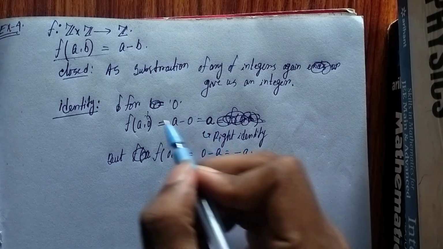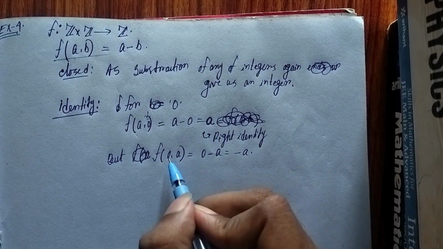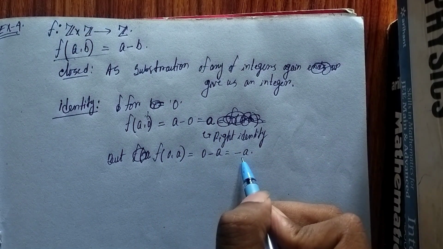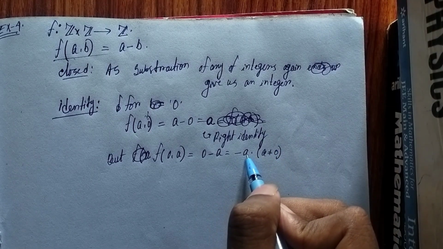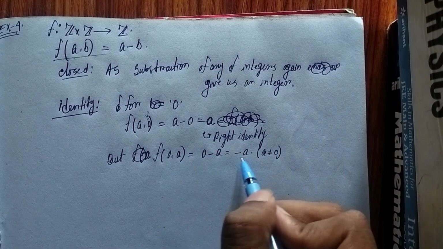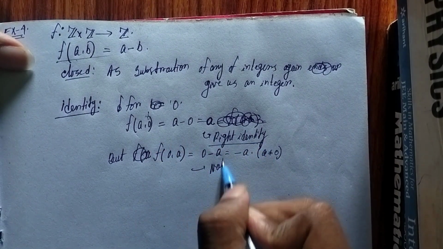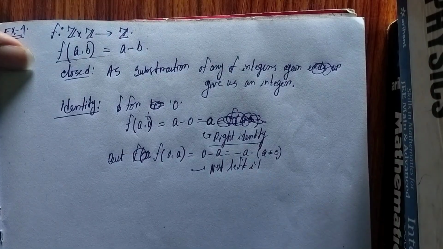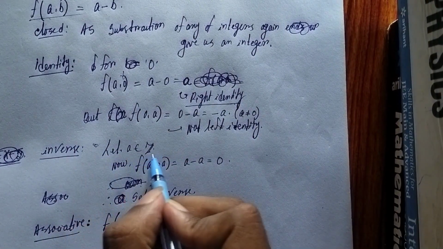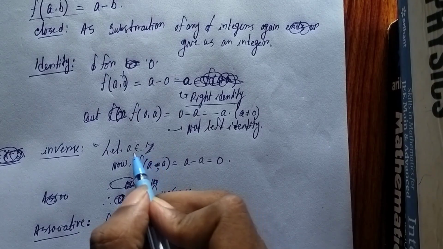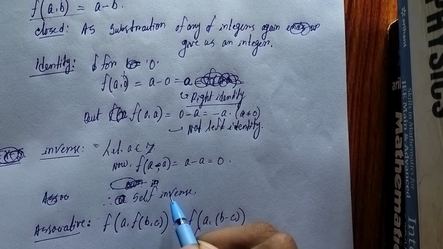That means this is a right identity. On the right side, if we take the 0, then we end up with a. This means 0 is the right identity. But if we take 0 on the left-hand side, and a is not equal to 0, then this is going to be minus a. So this is not returning us a. That means 0 is the right identity, but not the left identity. Now the inverse: a belongs to Z, and if we take a in the place of b, f of a comma a equals a minus a equals 0, so a is its own inverse.